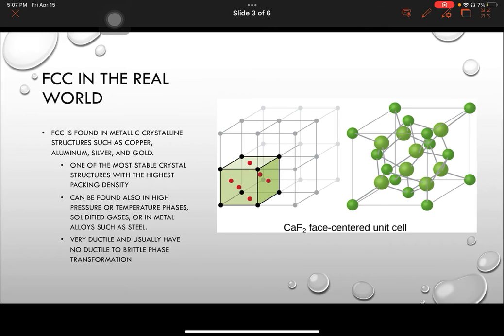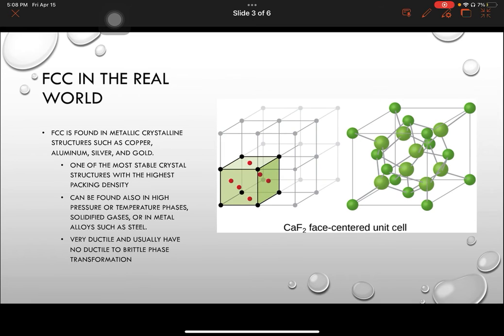FCC can also be found in high pressure or temperature phases, solidified gases, or in metal alloys such as steel. So it's a very dependable structure, and that's why it can be used in these odd or different phases, the solidified gas, and then in steel. Due to the horizontal structure, but also due to the fact that each atom has 12 neighboring atoms, the structure is very ductile, and it usually doesn't have any ductile to brittle phase transformation. This is what creates the ductileness of the structure.